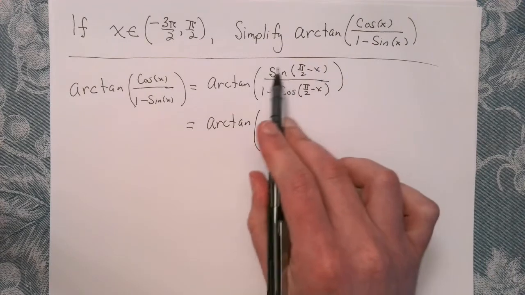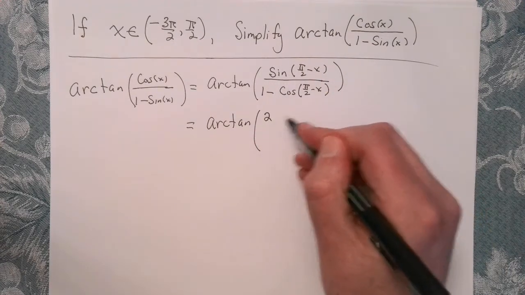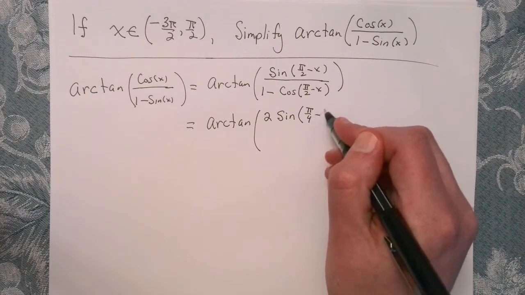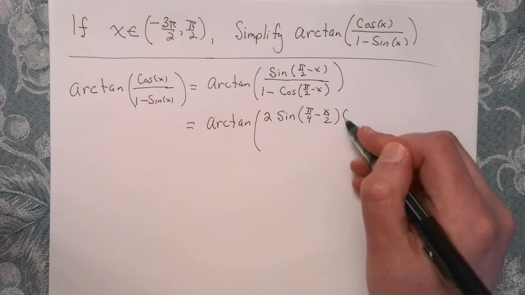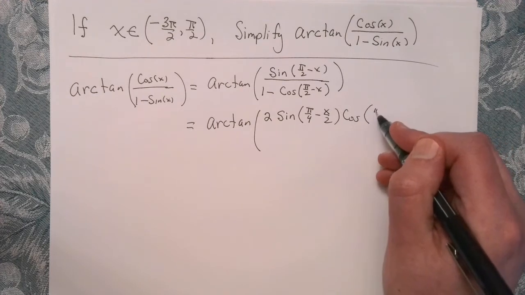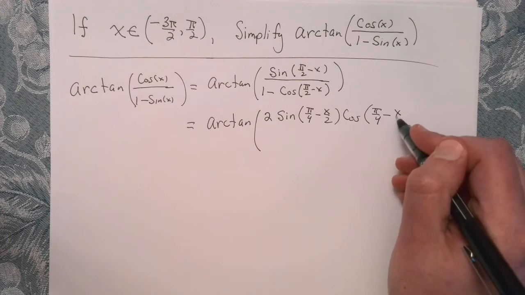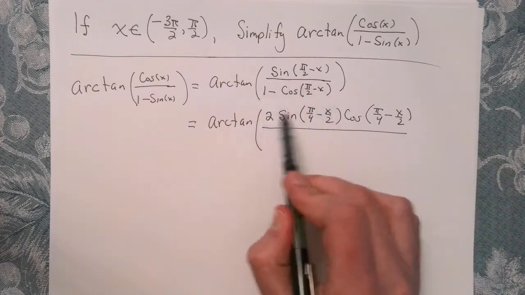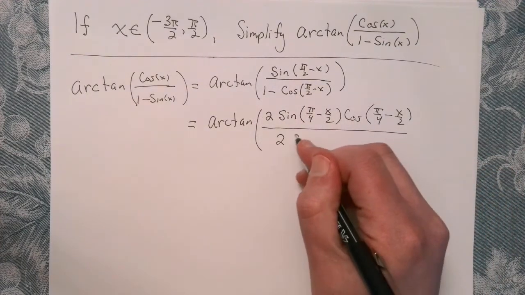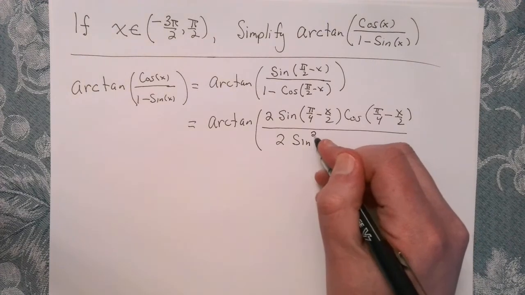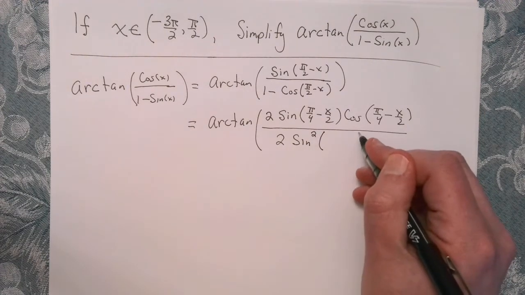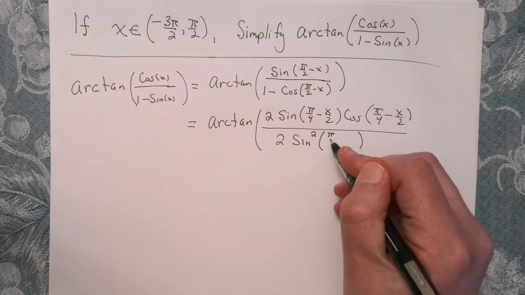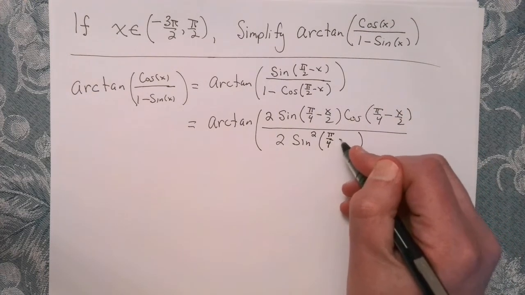Okay, so by the double angle formula, that's going to give me 2 sine of half the angle, so that's pi over 4 minus x over 2 times the cosine of the same angle. So that'll be pi over 4 minus x over 2. And then downstairs, remember, if we're careful, we can think about this as 2 times sine squared of half of this angle. And so now I've got matching angles, so that was sort of the point of that.